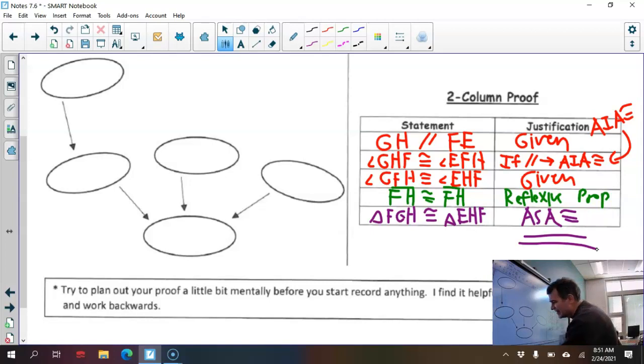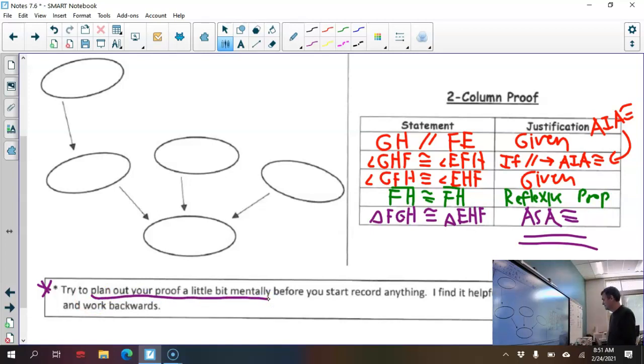Now, I put a little note down here at the bottom, which I think is important when you're doing a proof. And that is, try to plan out your proof a little mentally before you start recording anything. And I do find it helpful to start at the end and work my way backwards. Like in this one, I know I want to prove the triangles are congruent. So I have this flowchart proof, and you see everything starts at the top with the arrows and flows to the bottom, where this bottom circle is what I'm trying to prove. It's like my final result.